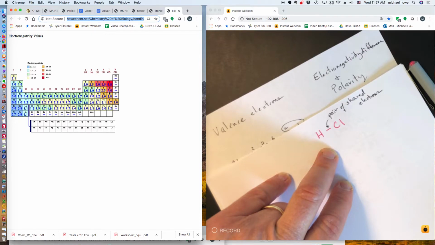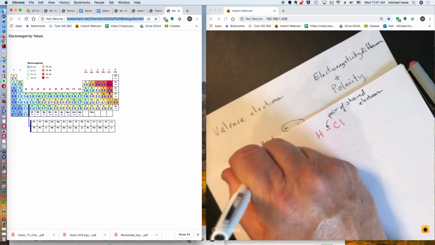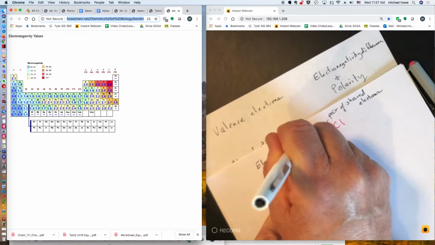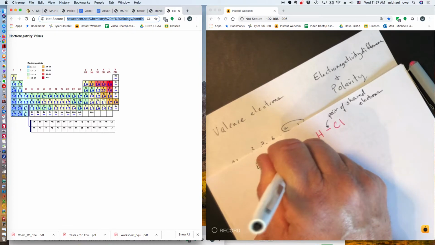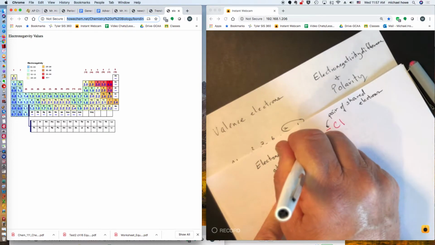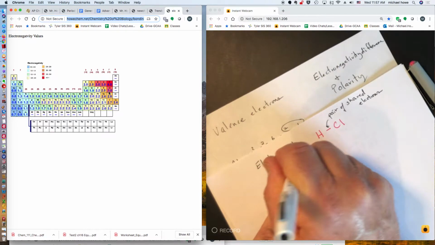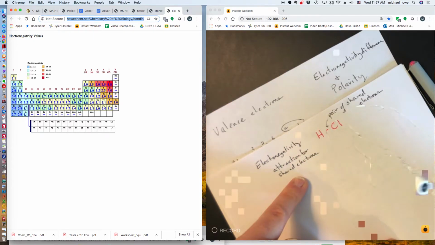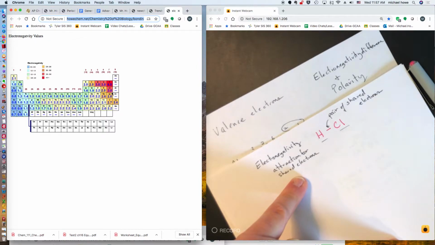You may remember that electronegativity is the attraction for electrons. So I need to write that down. Maybe that would be smart. So electronegativity means attraction for shared electrons. That's about as simple as I can make the definition. So if you're looking at chlorine versus hydrogen, which one attracts electrons more? Chlorine's electronegativity, its attraction for shared electrons, is 3. Hydrogen's 2.1. So which end of this bond, which atom will attract electrons more? It'll be the chlorine side.